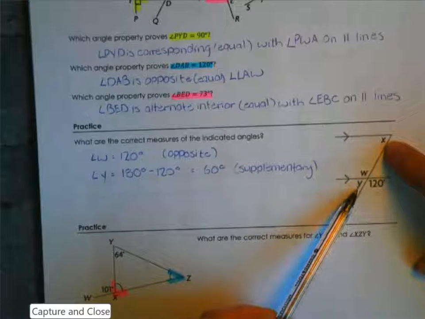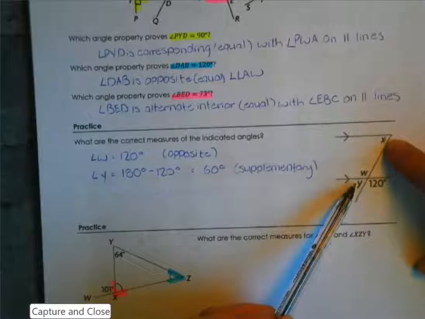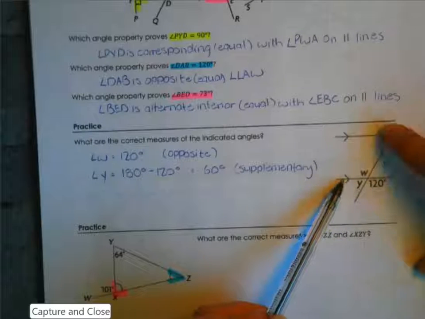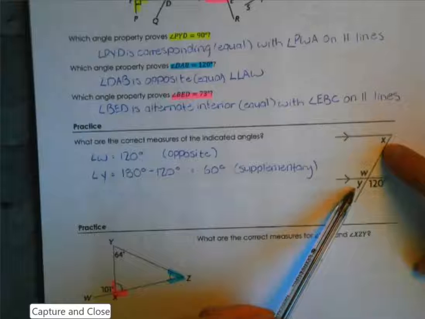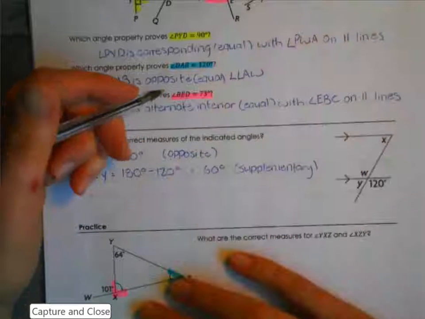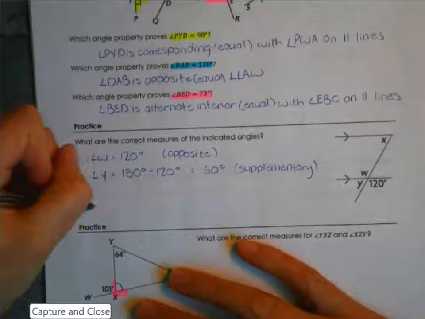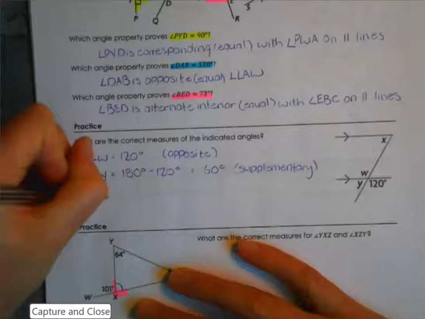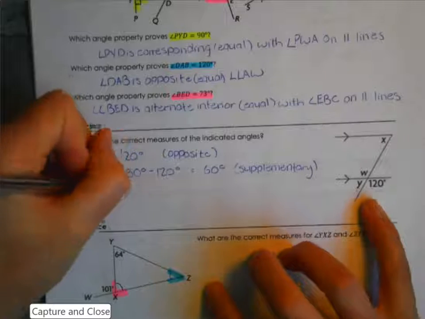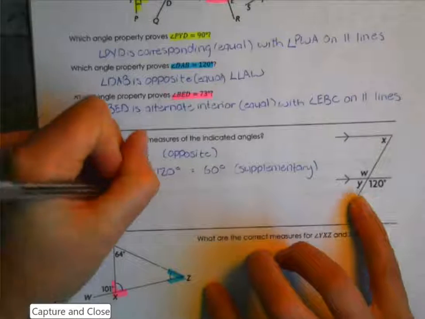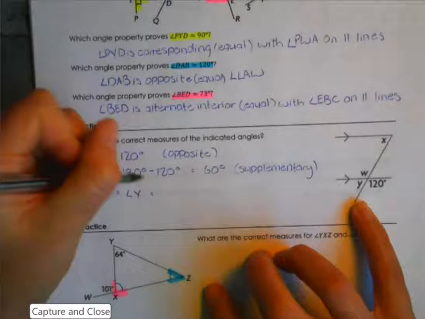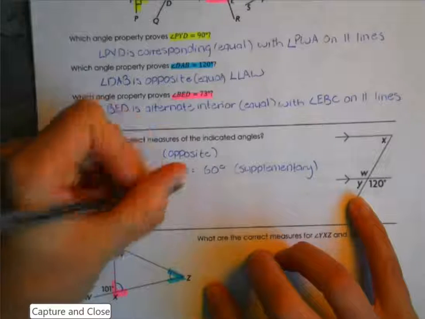But if we look at y, it is in the same position as x essentially, right? Because it's on the bottom side of the parallel line and on the left side of the transversal. So that means they have the relationship of being corresponding. And so then we can say that angle x is equal to angle y, and that is equal to, we said y was 60 degrees.